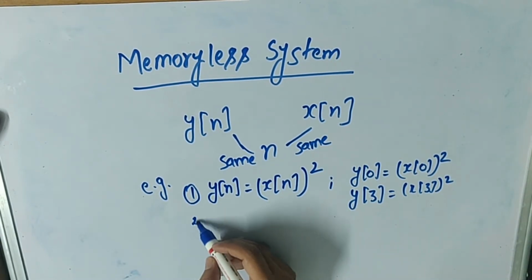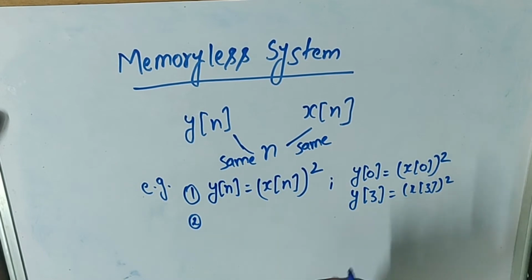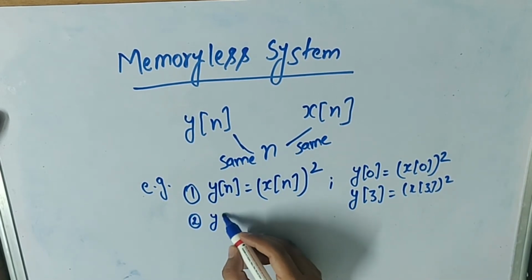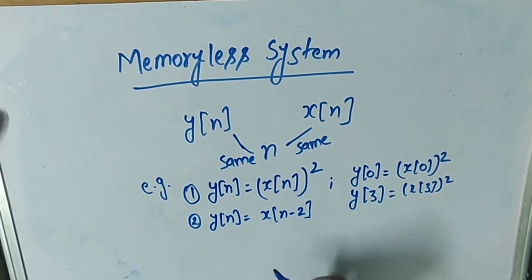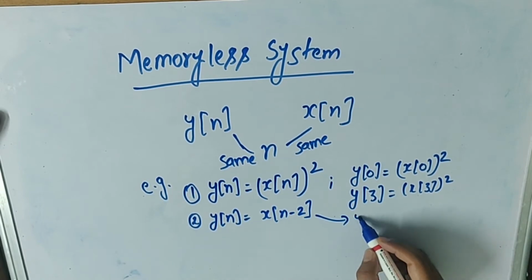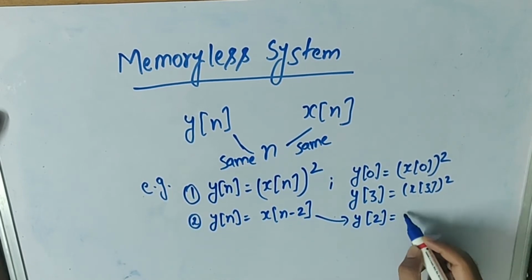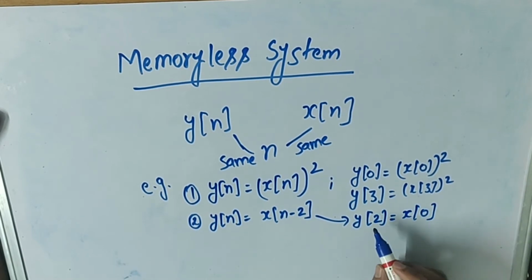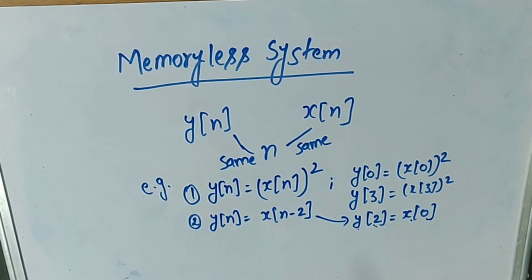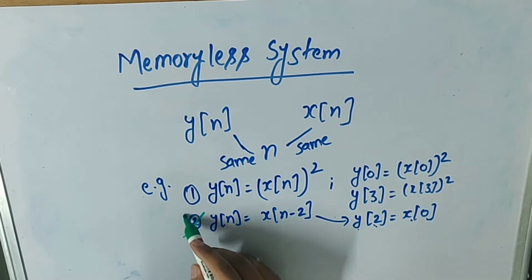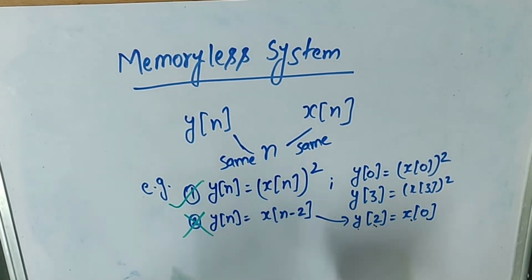An example where the system is not memoryless is a delay function, y[n] = x[n-2], let's say. So here we can see that y[2] is equal to x[0]. The output y[2] is depending on input x[0], so the n value is not the same. Therefore this system is not memoryless, while the squaring system is.